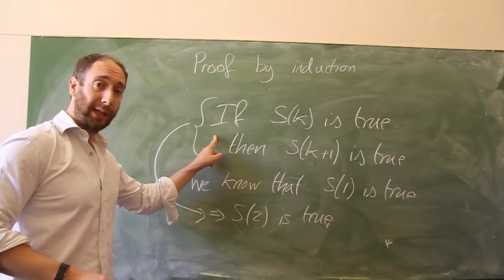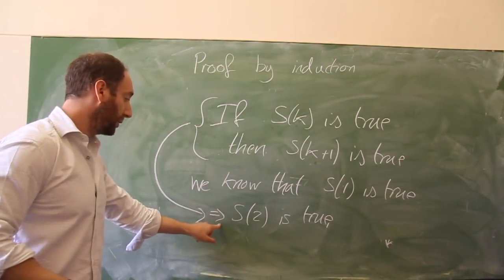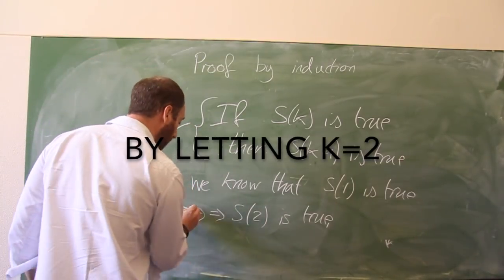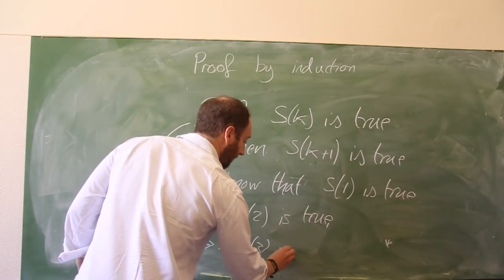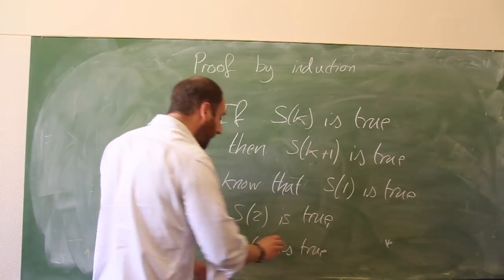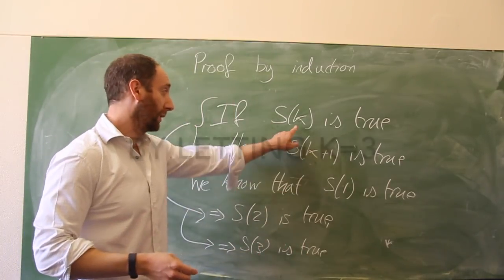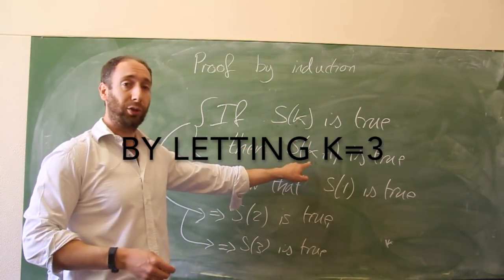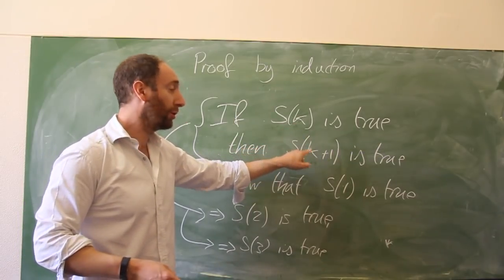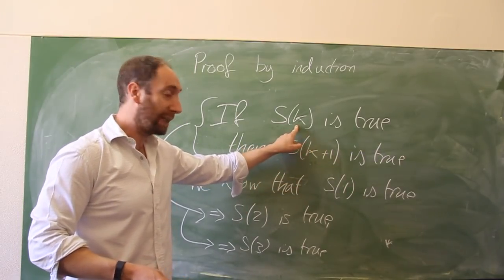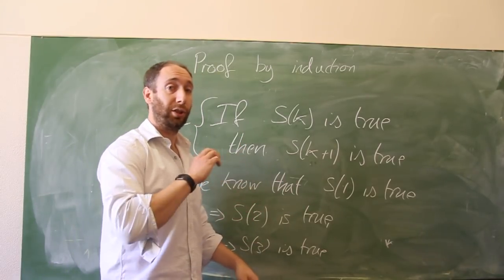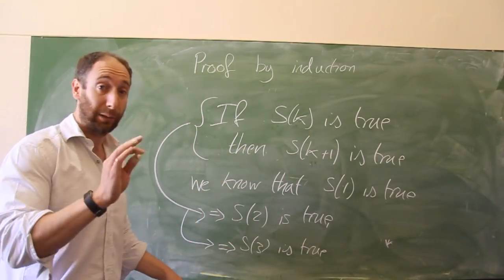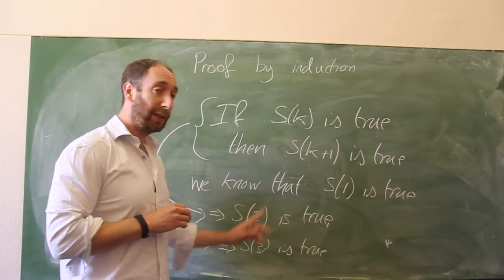But we can also use this to imply that if S2 is true, then S3 is true. But we know then that if S3 is true, and k is 3, then S4 is true. But if S4 is true, then S5 is true. If S5 is true, then S6 is true. It's true for all integers greater than or equal to 1. So we've done it.